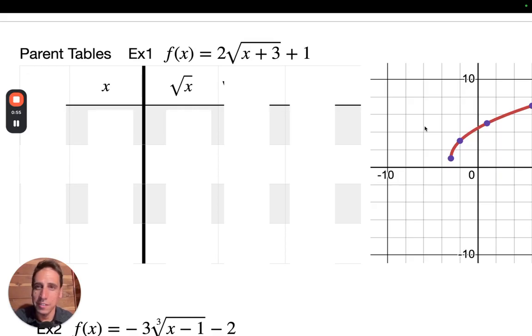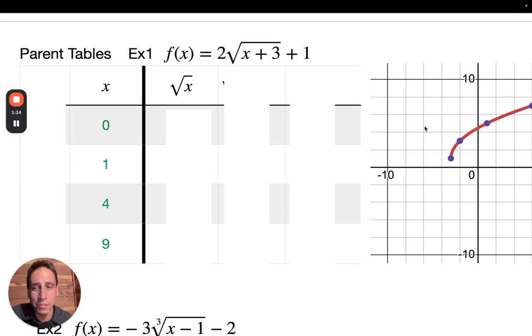That's your audio check. I wanted to talk about parent tables. For the first time, it's going to be way, way easier to do a parent table than a strict graphing table. That's because of how complex the square root function is. Let's think of some numbers that you can easily take the square root of: 0, 1, 4, and 9.